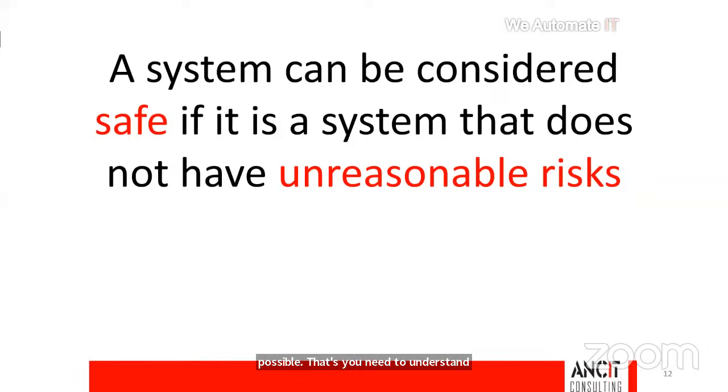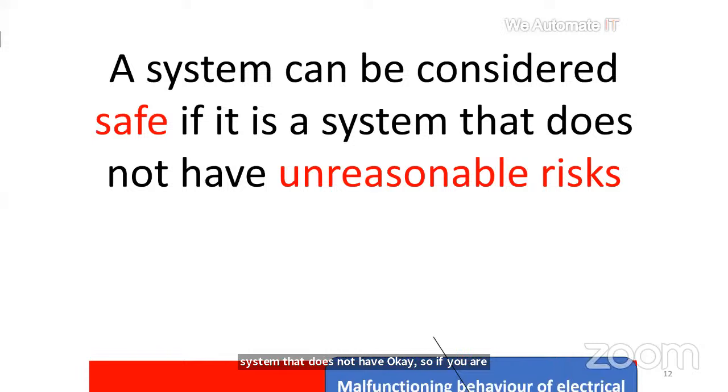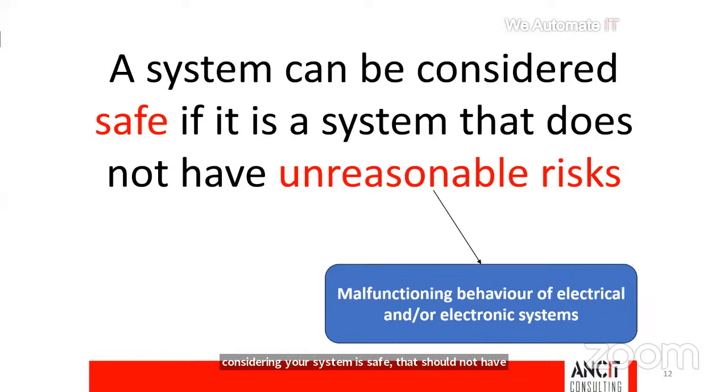And a system can be considered safe if it does not have unreasonable risk. If you are considering a system safe, it should not have unreasonable risk. So what is this unreasonable risk? The malfunctioning behavior of electrical or electronic systems.